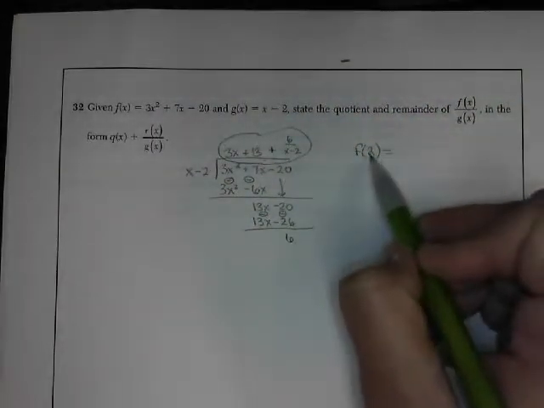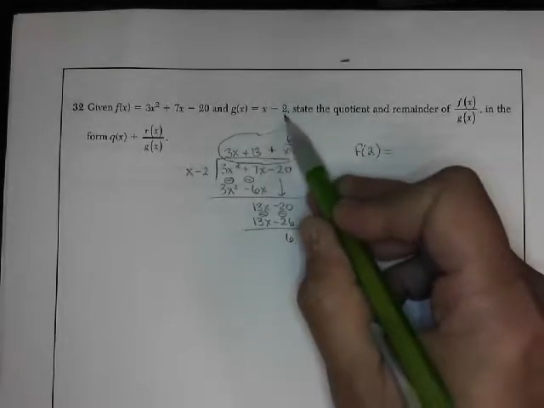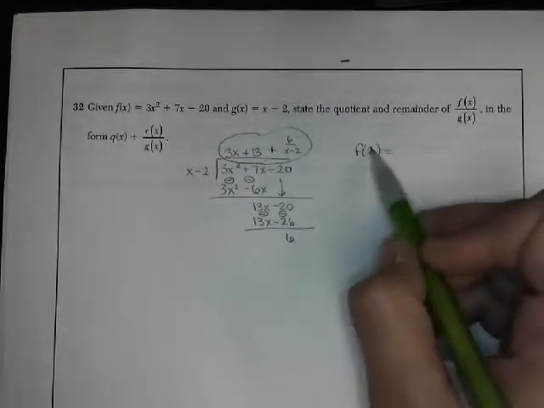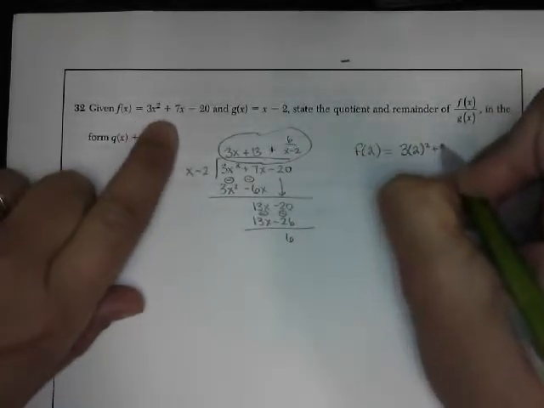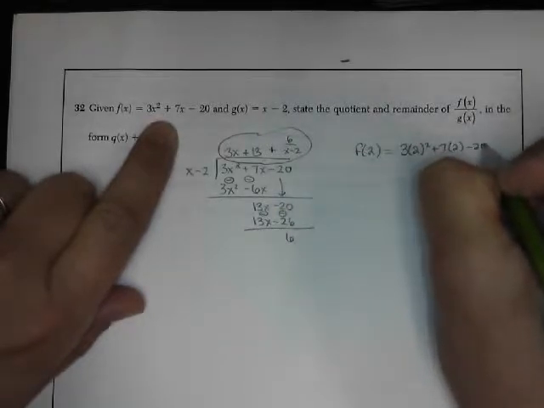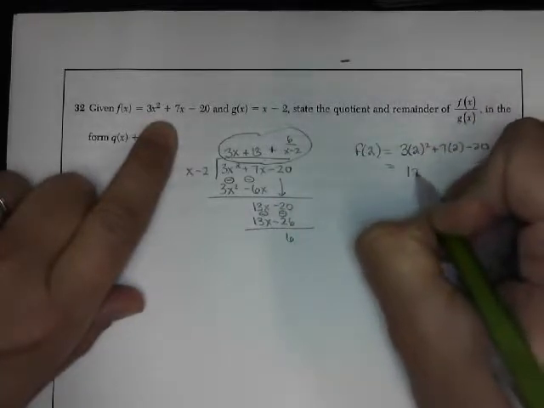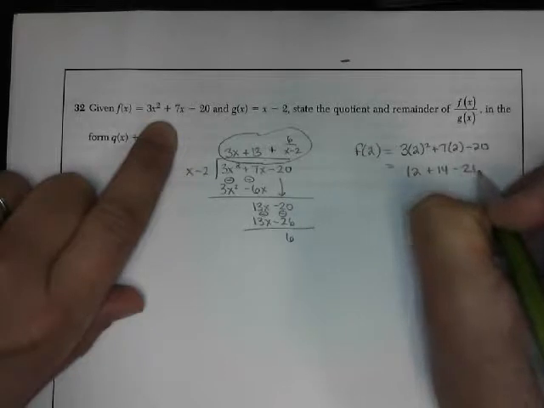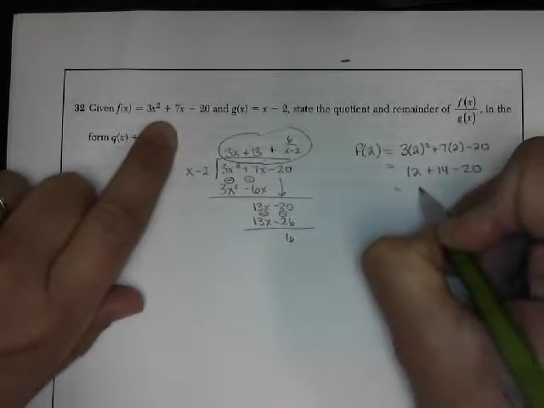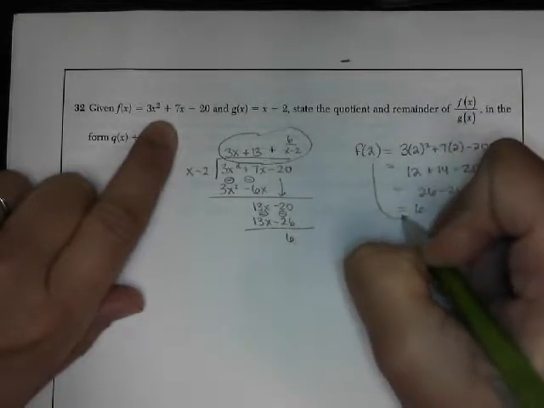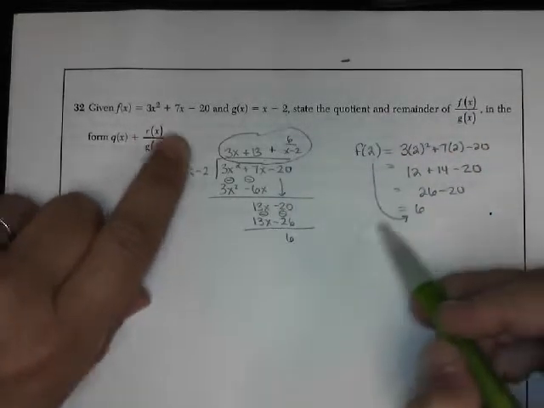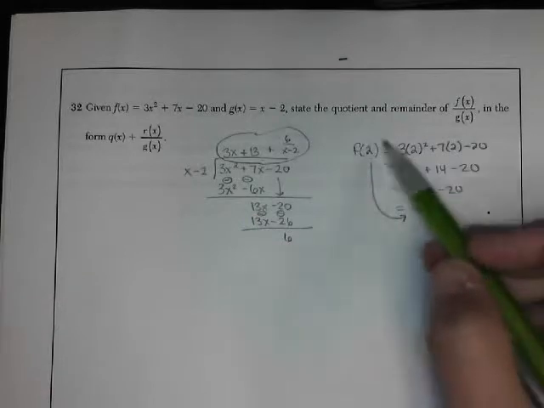Our remainder theorem says that whatever we get when we do f of 2 should be our remainder when we divide by the factor x minus 2. So if I plug in 2 over here, three times 4 is 12, plus 14 minus 20 gives me 26 minus 20, which gives me 6. So the fact that I got 6 tells me that my remainder should have been 6, and it was.